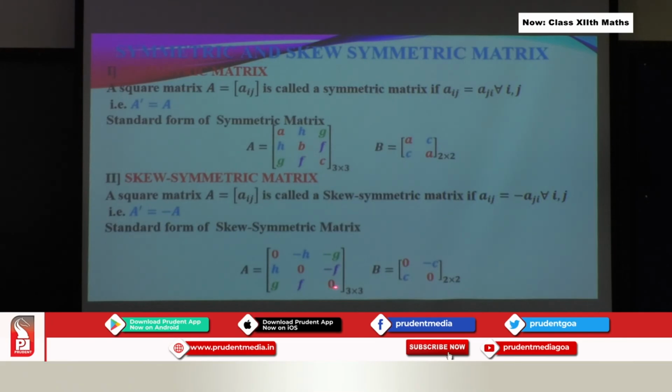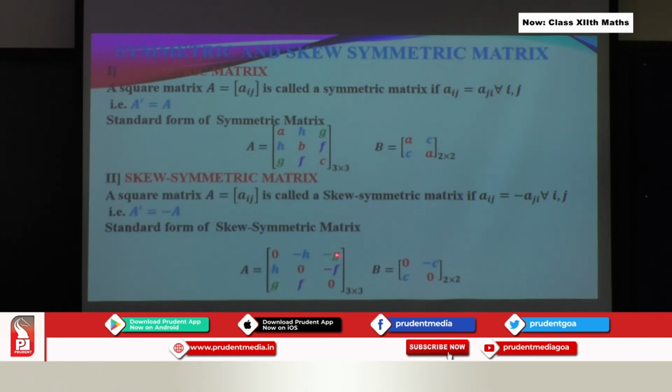This is very, very important. What I said, along the principal diagonal, all the elements are 0, which I marked in red color. And here, see these two entries, one is the negative of the other. Look at this, H, minus H. Here it was H, same, but here it is minus H. Here it's G, so here it is minus G. Suppose here it is G, then here it will be minus G.